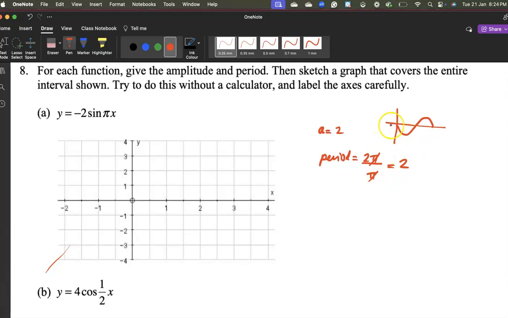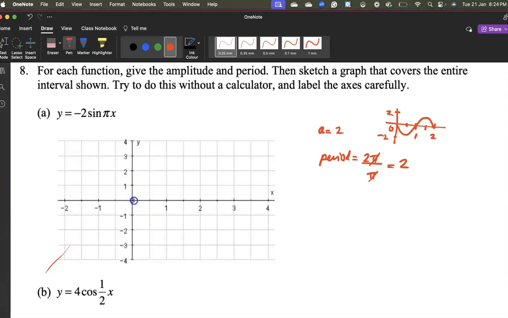So that means this is 0. This is 2. What is the amplitude? The amplitude is 2. Minus 2. Now if this is 2, what will this be? That would be 1. What will this be? Half. This will be 1.5. That's it.